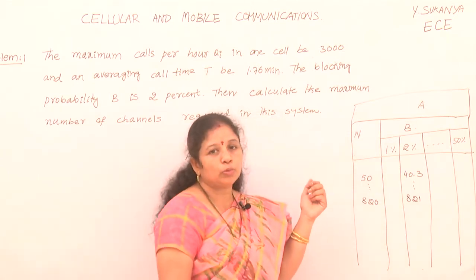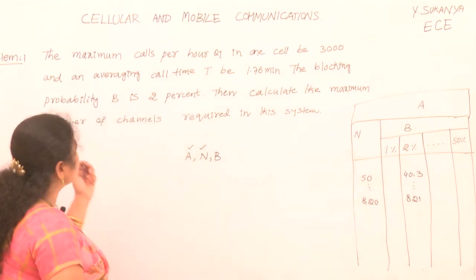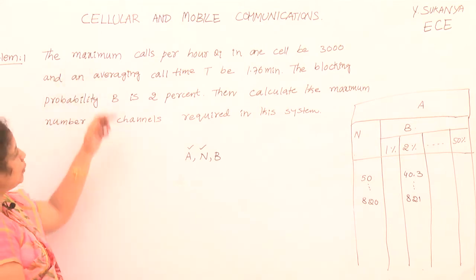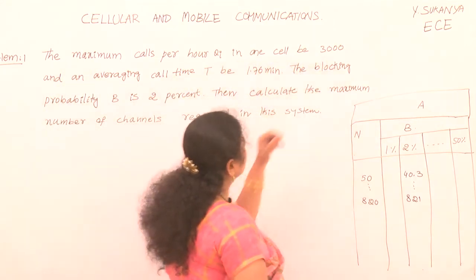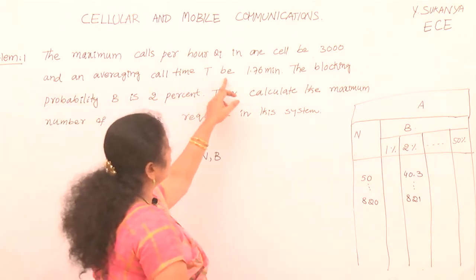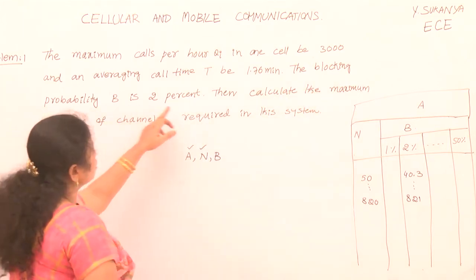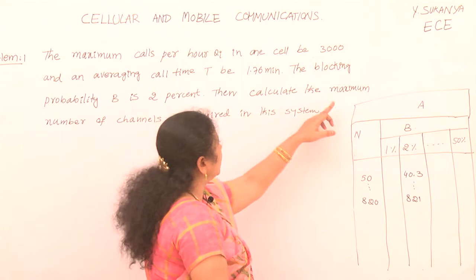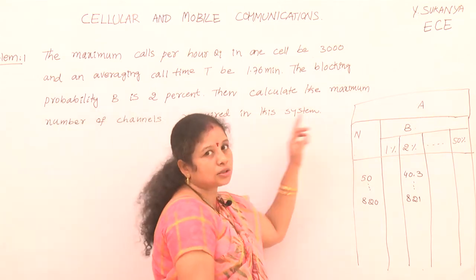Now we will move to solve problem 1, or numerical 1. The problem is given like this: the maximum calls per hour Qi in one cell be 3000, and the average calling time T is 1.76 minutes. The blocking probability B is 2%. Then calculate the maximum number of channels required in this system.